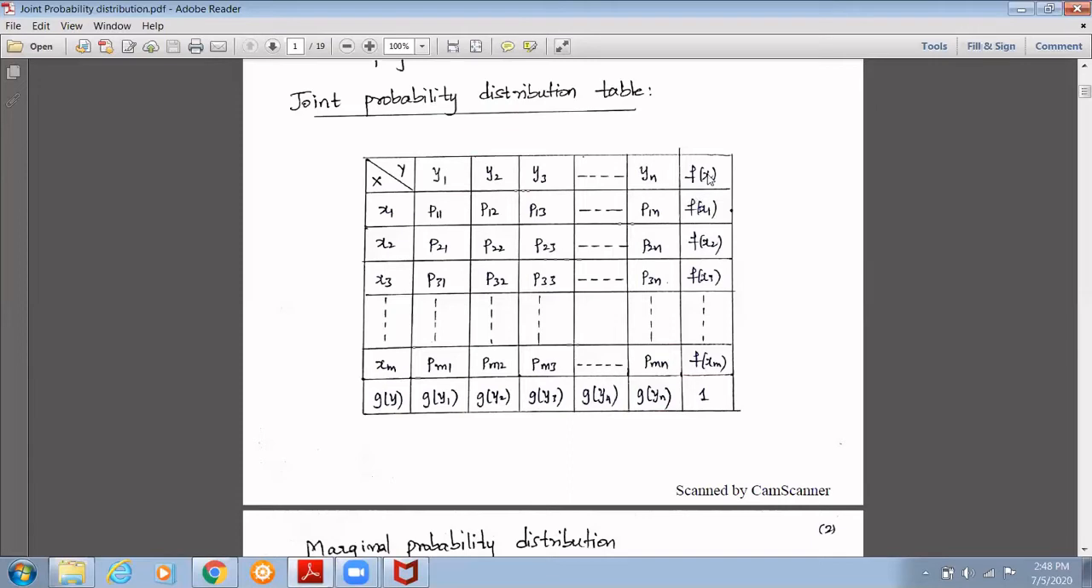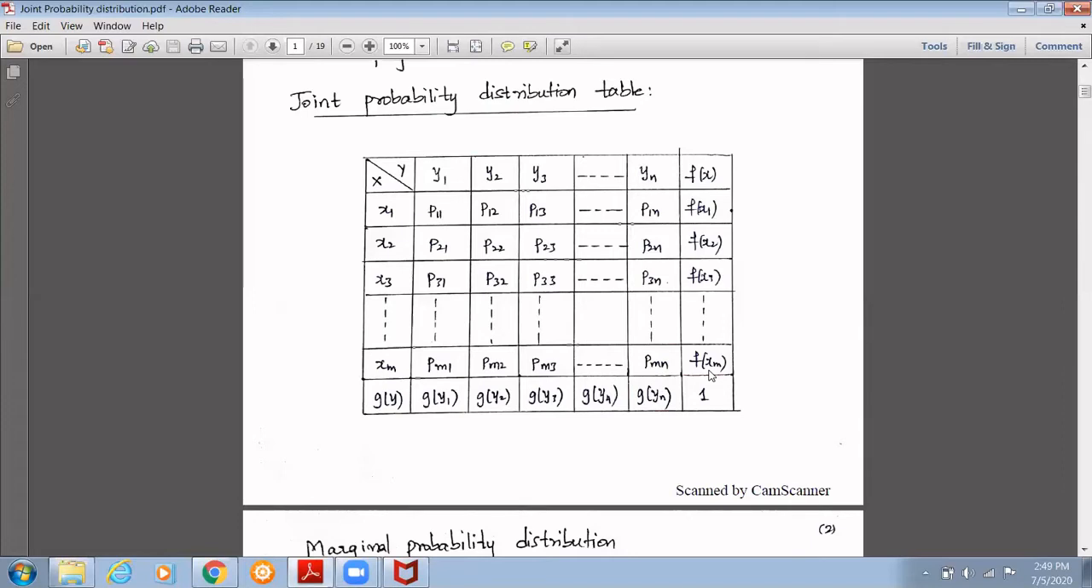Now coming to the last row and the last column. In the last row, I have taken this as g of y. If I sum up all the joint probability entries along the column, I get g of y1. So for y1, this g of y1 is the marginal distribution entry. For y2, g of y2. For y3, the marginal entry is g of y3. In the same way along the rows, for x1, the marginal distribution is f of x1. For x2, the marginal distribution is f of x2. And so on up to xm, the marginal distribution entry is f of xm.